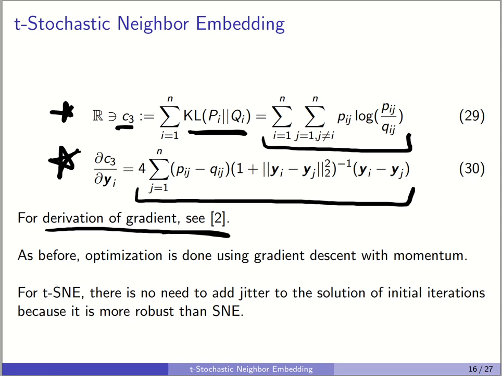As before, optimization is done using gradient descent with momentum. But here in t-SNE there is no need to add jitter to initial solutions because t-SNE is more robust than SNE. They have empirically seen that there is no need to jitter.